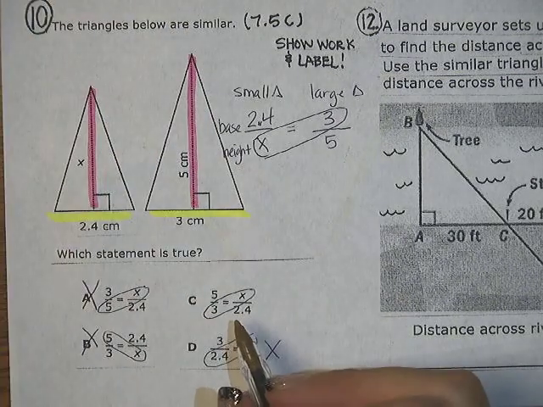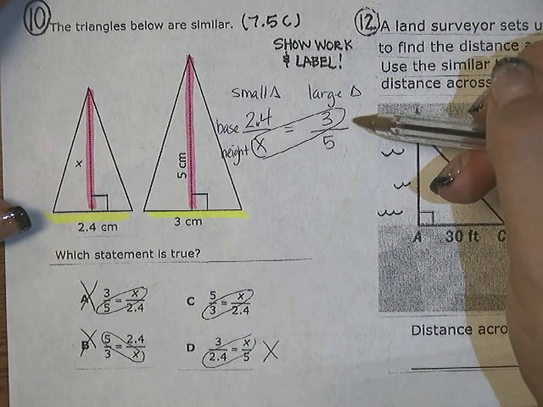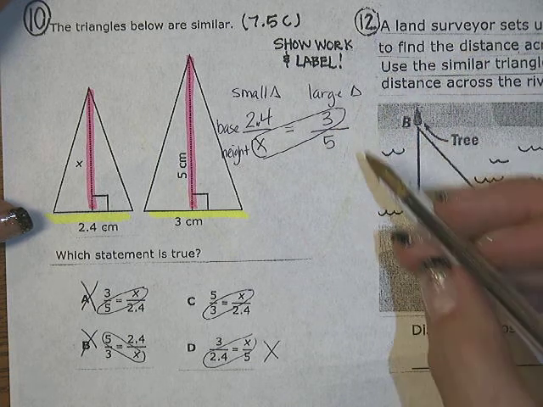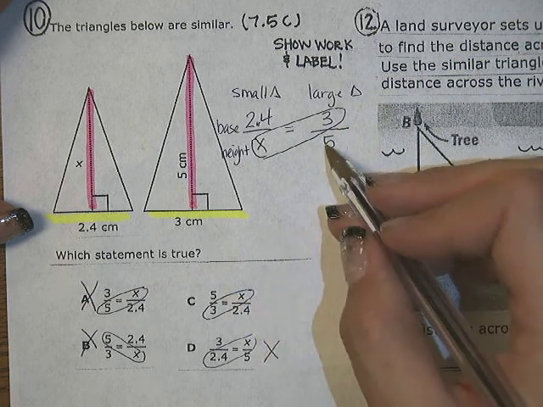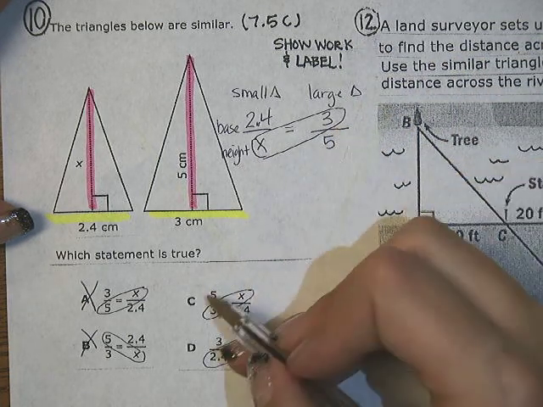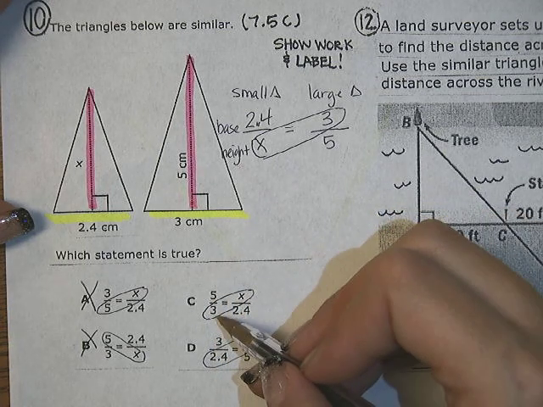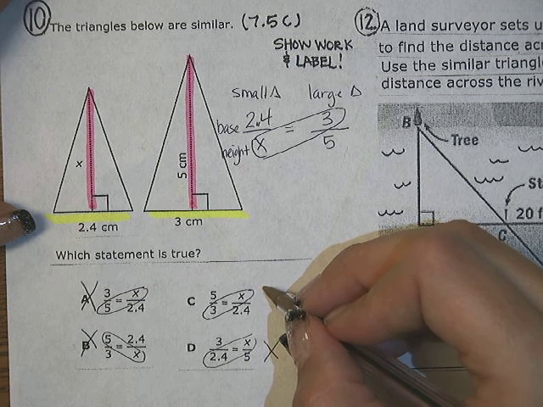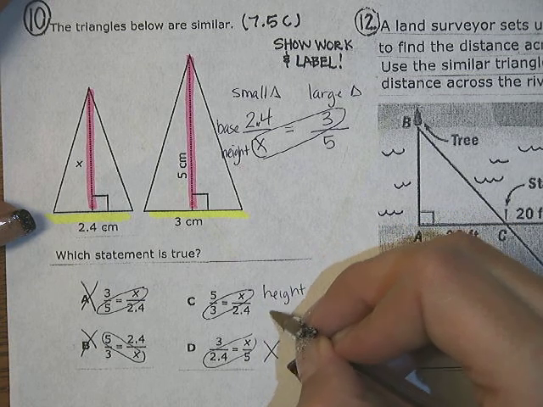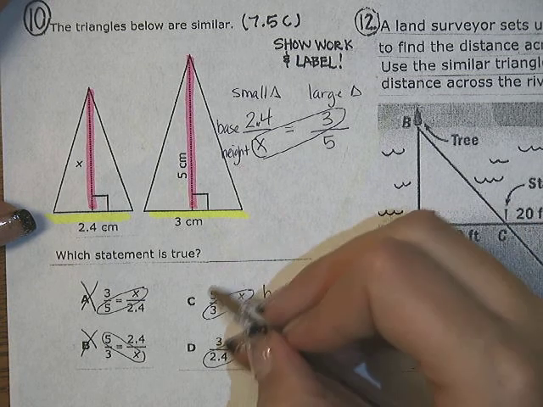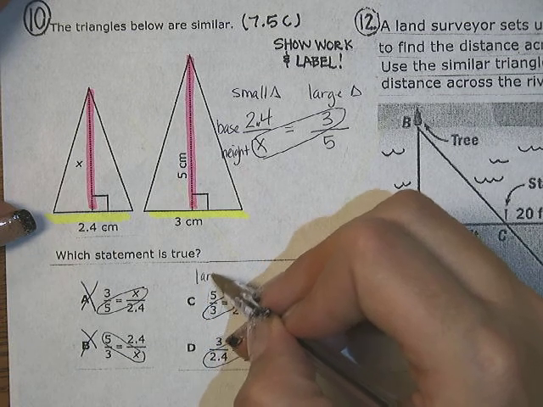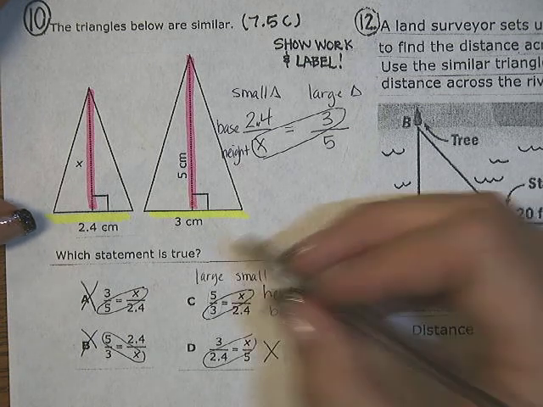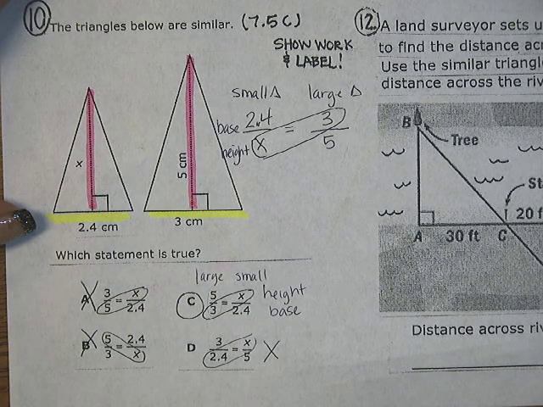The other thing you want to notice is that most of the time they're not going to give you the exact proportion that you created. And if I look, my ratios are flip-flopped. They put the 5 and the 3 first, but they also flip-flopped the base and height. They decided to do height on top, base on bottom, and then this information is from your large, and this one is from your small. So my correct answer for a proportion that works out is C.